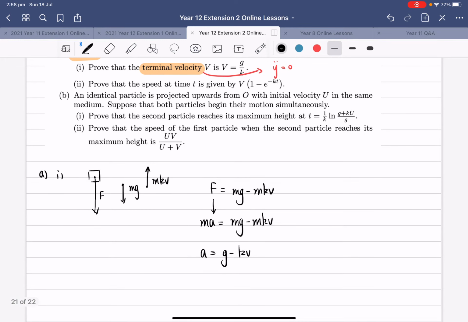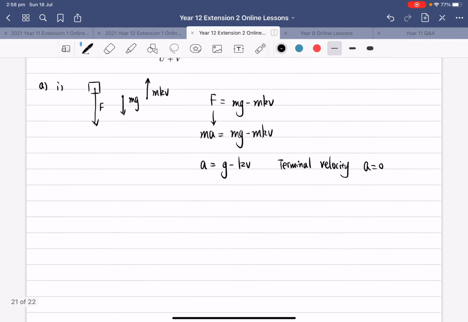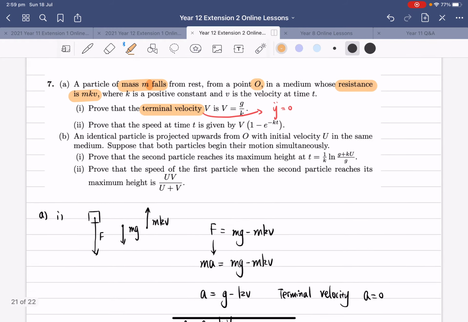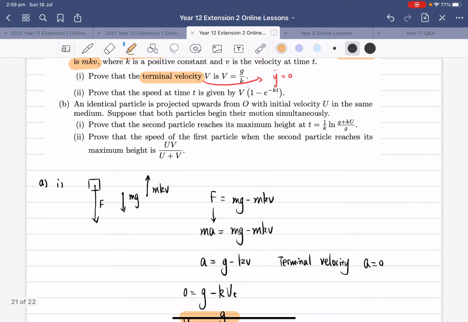All right, now we want to find the terminal velocity. The terminal velocity happens when the acceleration is equal to 0, so please remember this all the time. Acceleration equal to 0, so therefore y double dot is equal to 0. In this case, we can just write acceleration equal to 0 here. So 0 is equal to g minus k v t. That indicates the terminal velocity, so v t is equal to g over k. Okay, so that is just the first part of this question, which is pretty straightforward and easy.